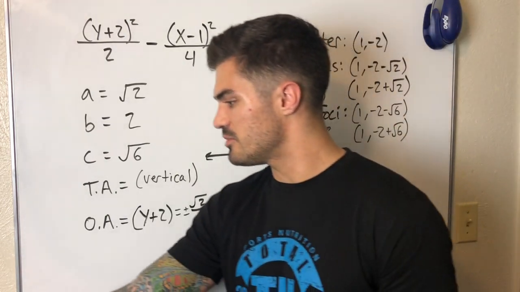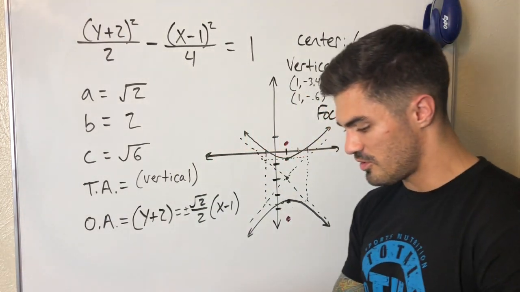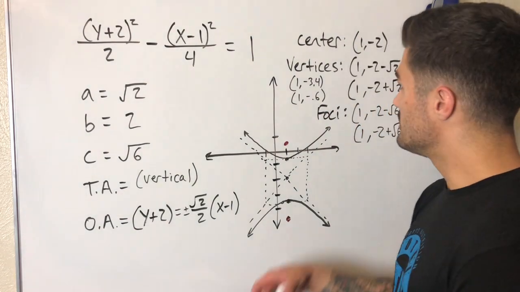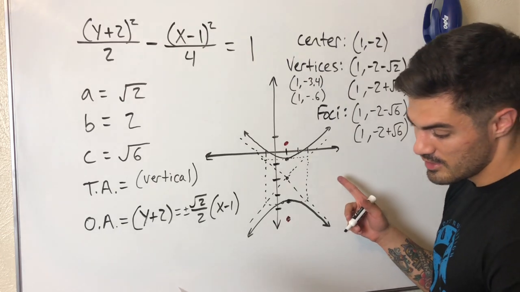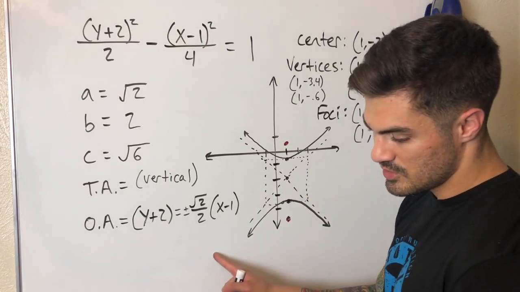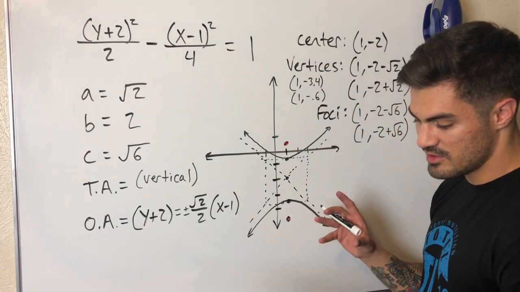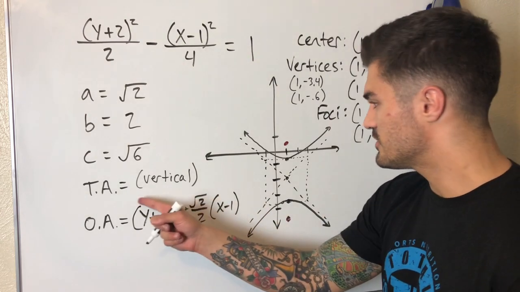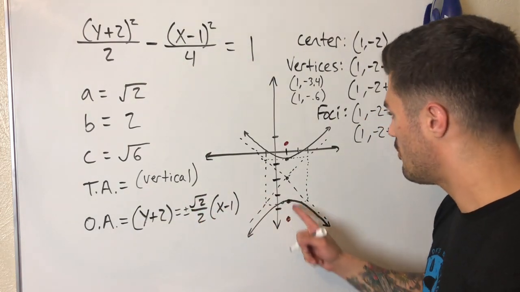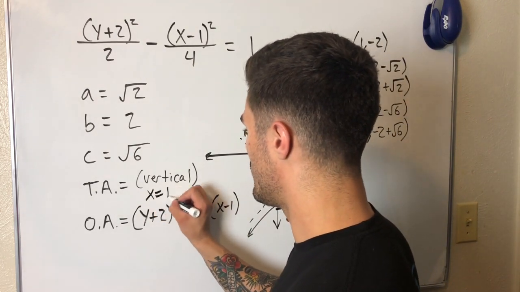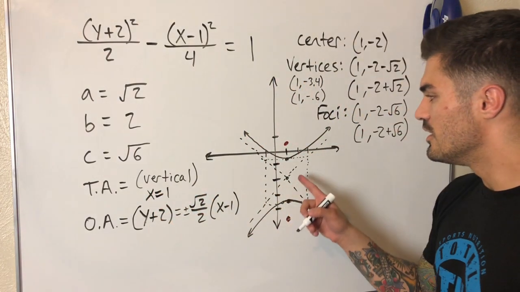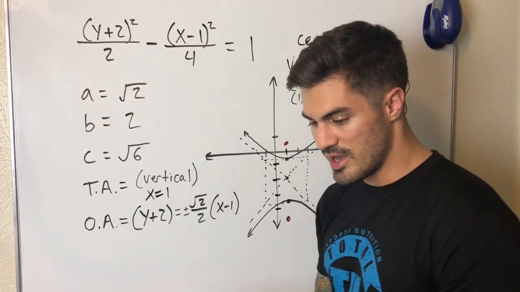Am I missing anything? Let me just double check, make sure I got it all. So I got the center, the vertices, the foci, the asymptotes, and I graphed the hyperbola. The transverse axis is vertical, and we could say that it's the line x equals 1 if they want the actual line, right? It is vertical, that line x equals 1. I think we got everything.